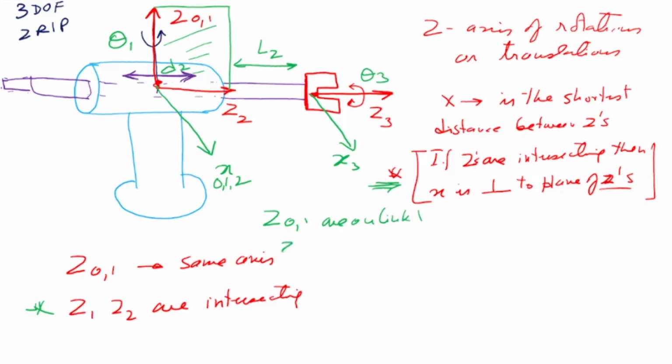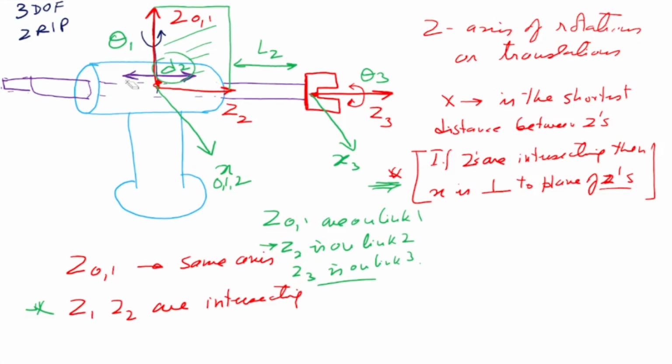Okay, Z2 is on link 2, and Z3 is on link 3. So when link 2 is moving, the frame Z2 is actually moving with the link. So it can go this side or it can go this side, and that is how the variable D2 changes. I hope you can follow that.